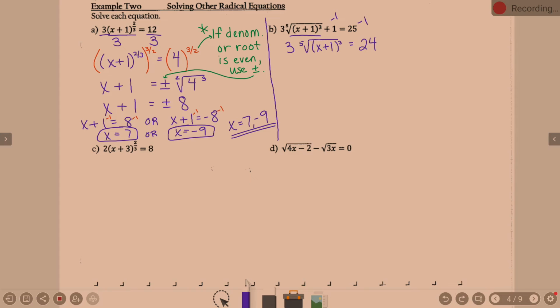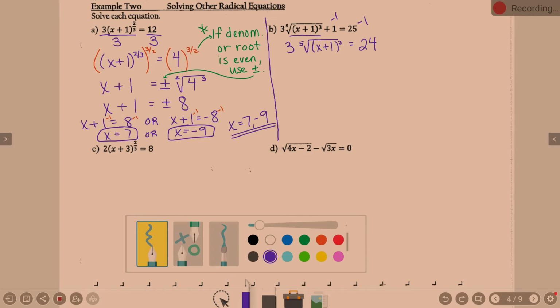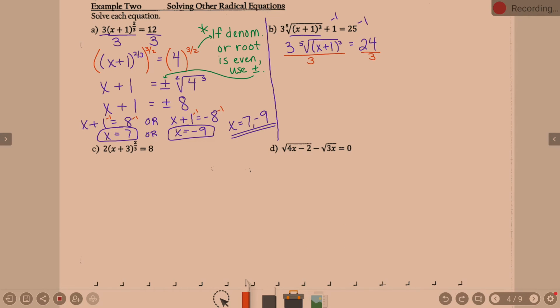Okay, so is my radical isolated now? No, it's 3 times the radical. If it's 3 times, I divide by 3. On the left, the 3 out front and the divide by 3 will cancel. Fifth root of x plus 1 to the third equals 8. Now is my radical by itself? Yes? Okay.